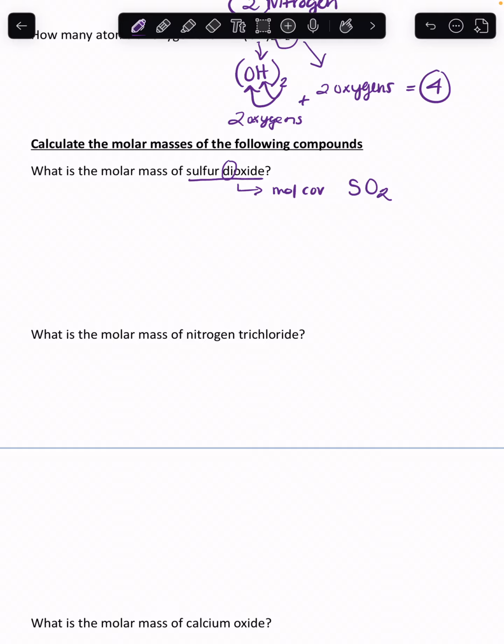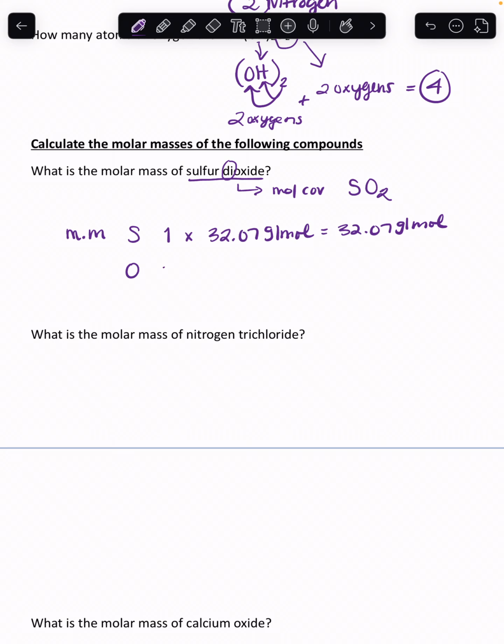Wow. Nice. So now I can successfully get my molar mass. MM is molar mass. I'm going to look at my sulfur first. I have 1 sulfur. I go to the periodic table and I check for my molar mass. I see that it's, let's say, 32.07 grams per mole. Awesome. That's just giving me 32.07 because there's only 1.